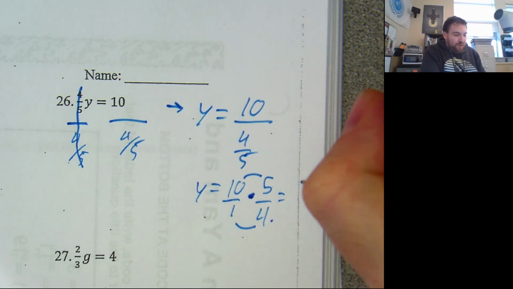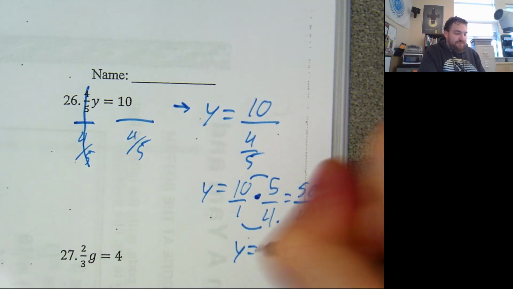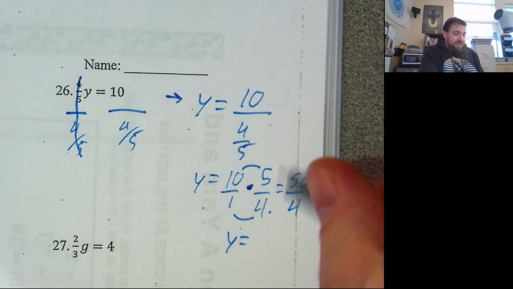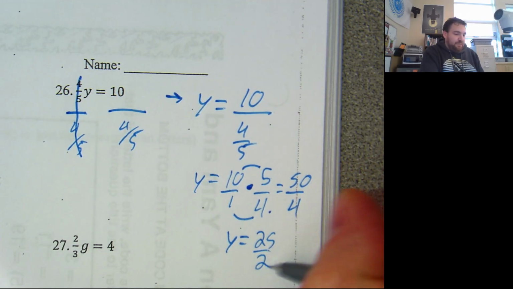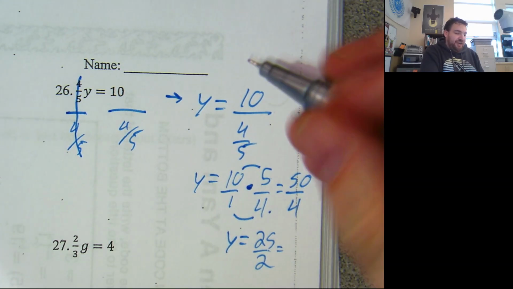It's going to be 50 over 4, which is, now we reduce, if it's possible to reduce. It is possible to reduce a little bit. 50 and 4 are both divisible by 2. So this is going to become 25 over 2. You can leave it there, or you can put that through your calculator and you're going to get 12.5.